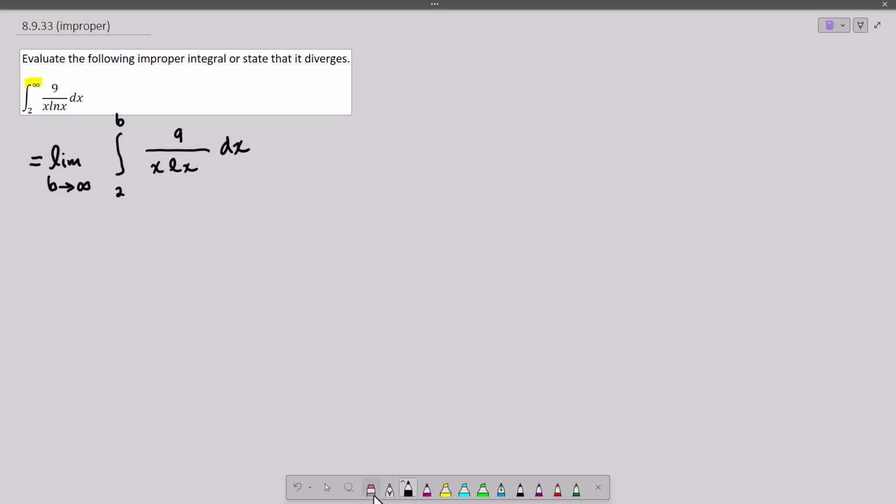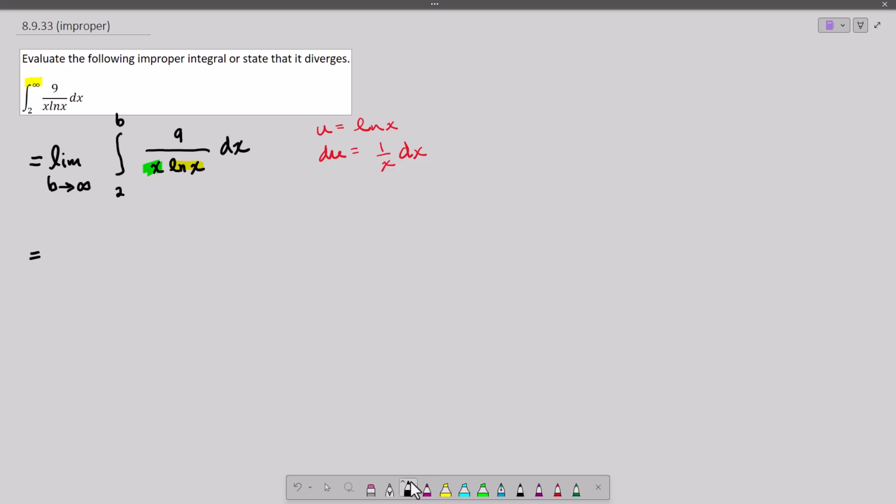Oops, that's a funny ln x. There we go. Now we can use regular u substitution here. So we're going to let u equal natural log of x. And u substitution works here because the derivative is present. So the derivative of natural log of x is 1 over x, which is right there. So u sub is going to work.